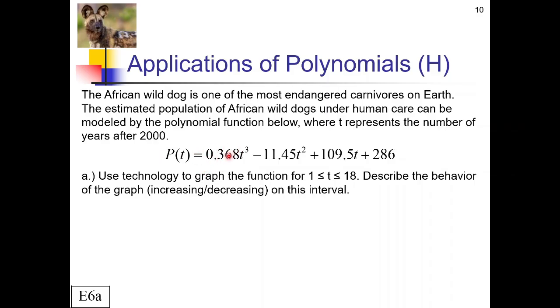So with that in mind, let's use technology, which is usually what we end up doing with these real-life problems, because the reality is a lot messier than the neat, clean problems you normally get in a math class. Let's use technology to graph this thing on the interval from 1 to 18, and then we're going to describe the behavior of the graph, whether it's increasing or decreasing on various intervals. So pause the video, check out the Desmos grapher for this, and see if you can get that to go for you. All right, so let me show you how I did this.